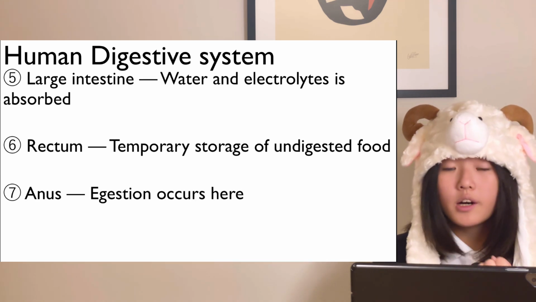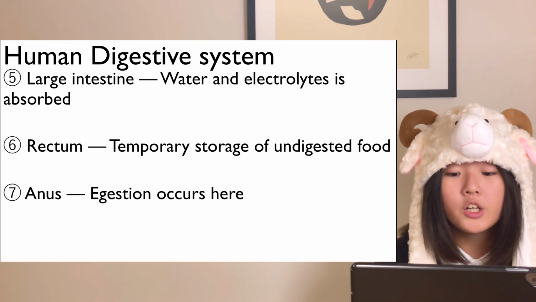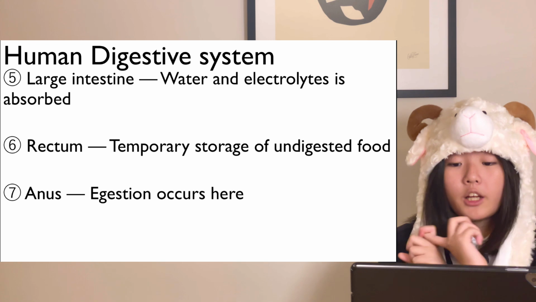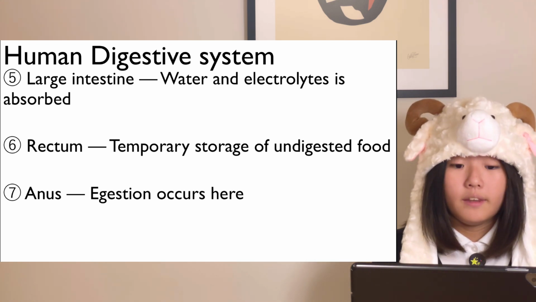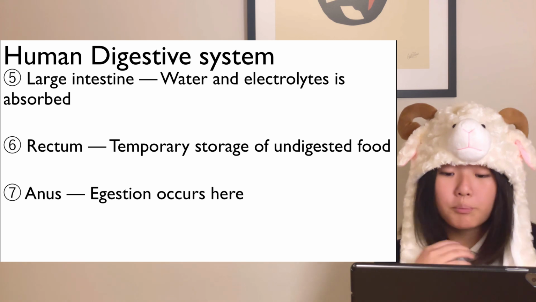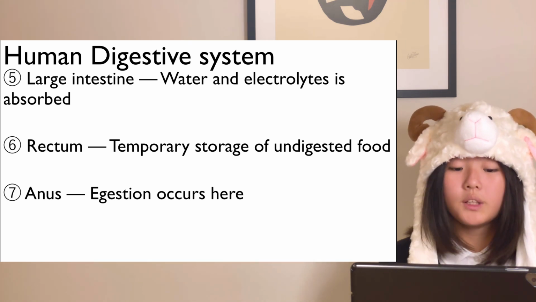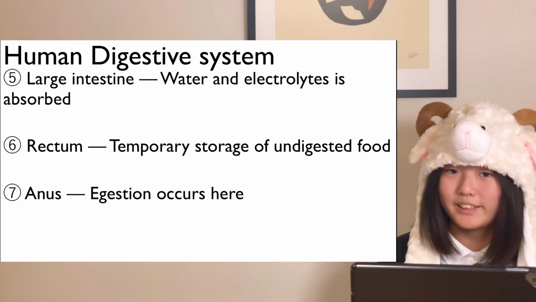The last three aren't as important right now, but I'll still tell you about them. The large intestine is where your water and electrolytes are absorbed. Then your food travels into the rectum, where the undigested food is temporarily stored. Then, finally, your undigested food reaches your anus. This is where egestion occurs.